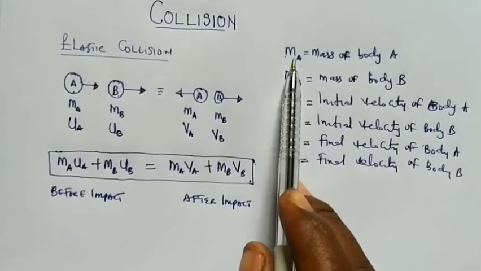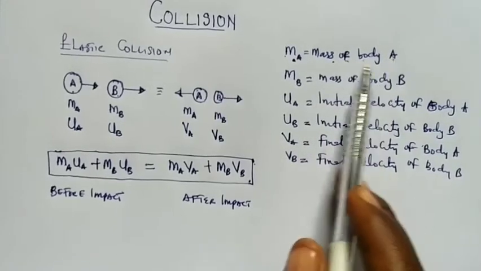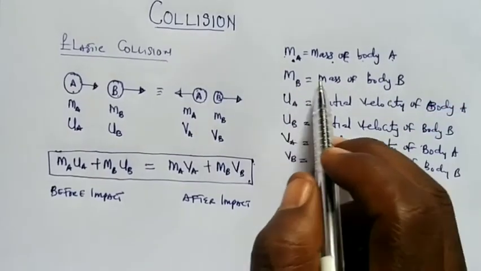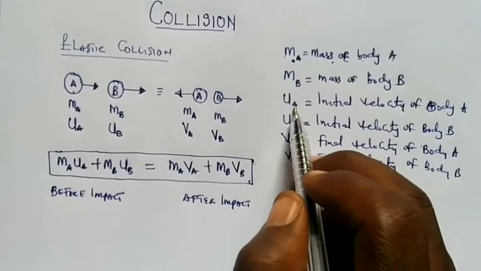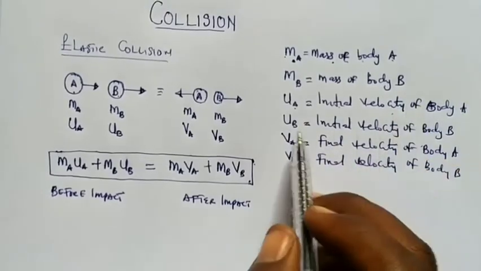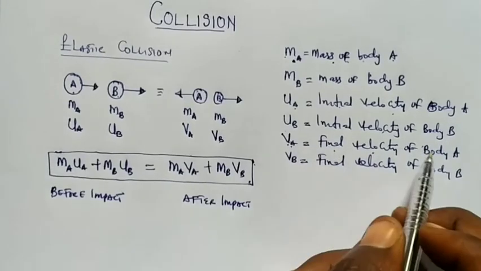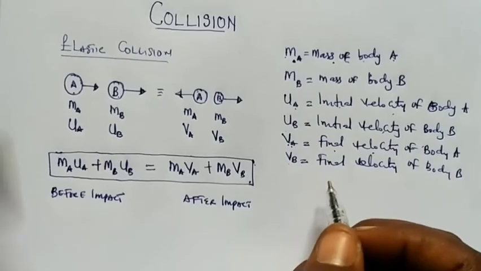So now we know MA is the mass of body A, maybe in kilogram or in gram. MB, mass of body B. UA, initial velocity of body A. UB, initial velocity of body B. VA, final velocity of body A. VB, final velocity of body B. So we'll move forward.